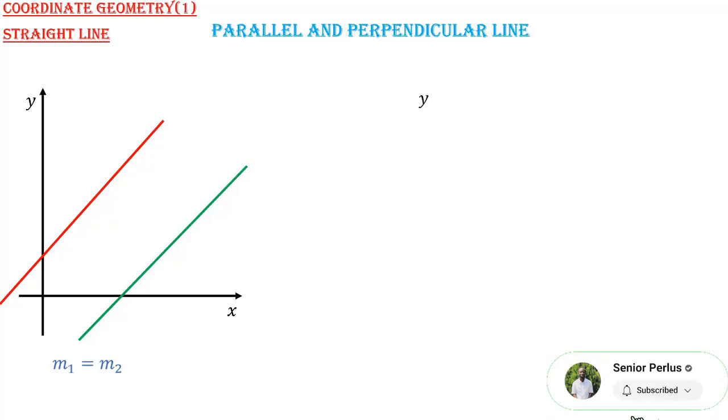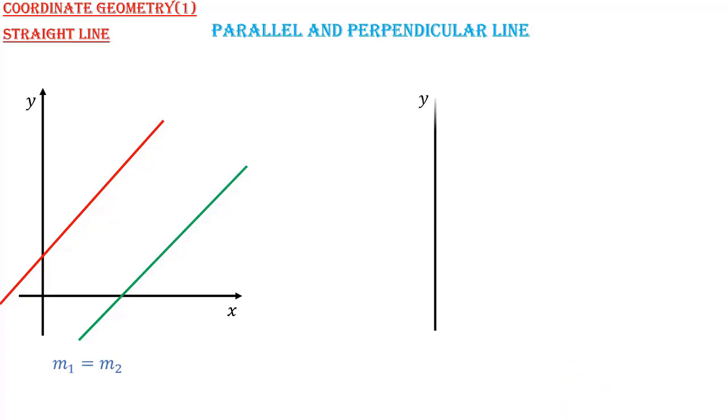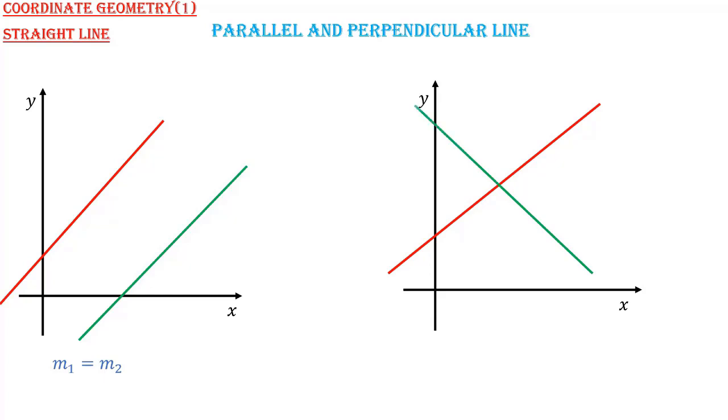Perpendicular. Two lines are said to be perpendicular if the product of their gradients is -1. So here the product of their gradients is -1, then this is said to be perpendicular. So the product of these gradients is -1. Let's solve some examples on parallel and perpendicular lines.